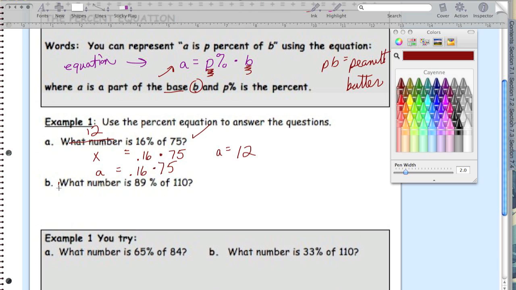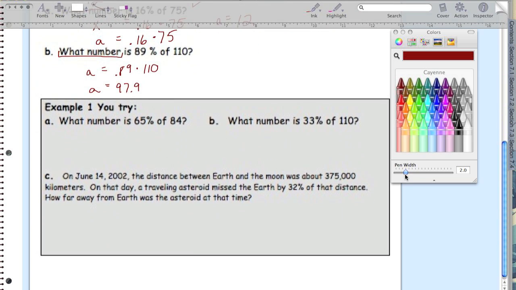Letter B, what number is 89% of 110? So A equals 0.89, of is to multiply 110. 0.89 times 110 is 97.9. Number is 97.9. Let's try three more along those same lines.